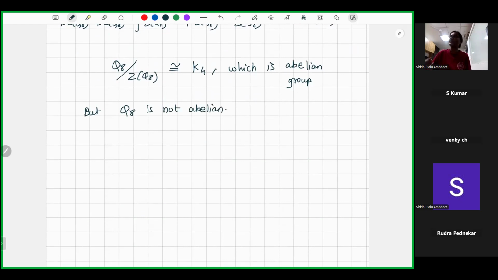We know that Q8 is not abelian because ij is not equal to ji. Or if I want to write, ij is minus of ji, whatever suits you. Not correct: ij is equal to minus ji. That is, ij is not equal to ji.